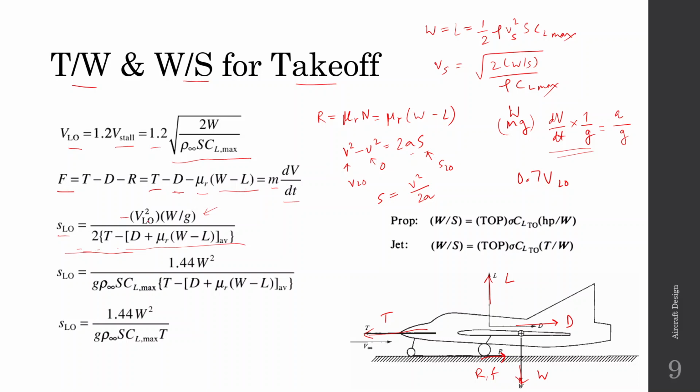Further, in case of V_LO, you can substitute this formula and you can get this relationship: S_LO equal to 1.44 times W squared by all this. And you can further simplify it. You can assume that the contributions of the drag and the friction are negligible compared to the thrust. The contributions of these terms are less than 10% of the thrust. So for a first approximation, you can ignore these terms and only consider the thrust term, and then you will get this kind of relationship.